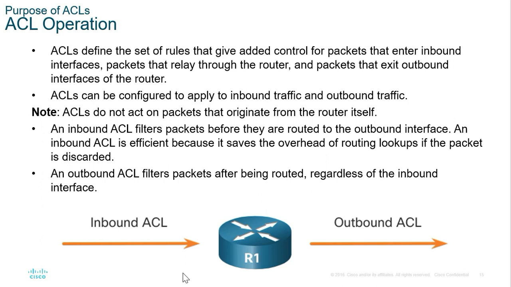Okay, so an inbound ACL is considered as efficient because it saves the overhead of routing lookups. So tak payah nak susah-susah perform routing lookup. Tak payah nak refer kepada routing table sebelum kita nak forward. So kat sini kita filter dahulu, baru kita forward ataupun refer to the routing table and forward selepas dia pass the statement lah, the permit or deny statement.